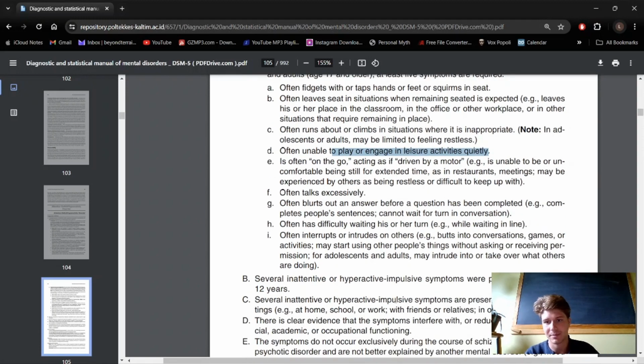So the other thing that's important to highlight is that these need to be present in two or more settings. So it needs to be at home, at school, or at work, or other activities with friends, relatives, etc.